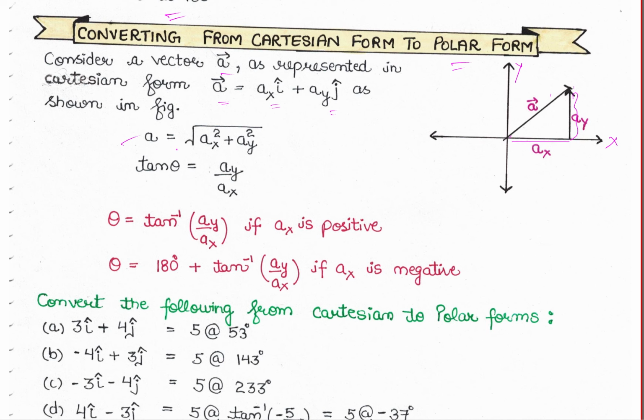So the magnitude of A is equal to square root of ax square plus ay square, and tan theta is equal to ay by ax from this figure, if this is our angle theta. So theta is equal to tan inverse of ay by ax if ax is positive, and theta is equal to 180 degree plus tan inverse of ay by ax if ax is negative.